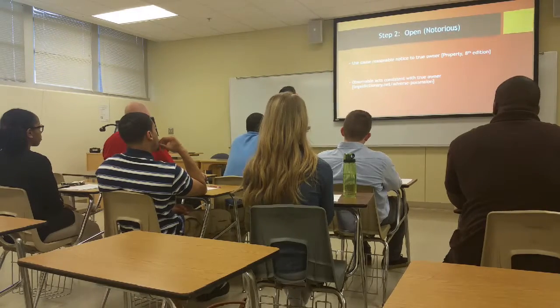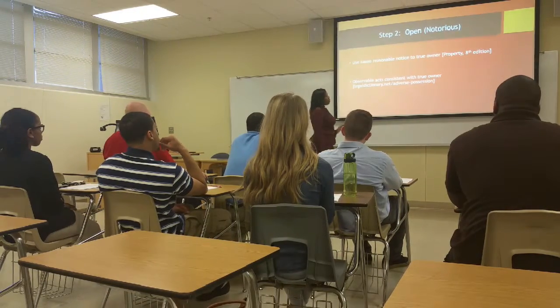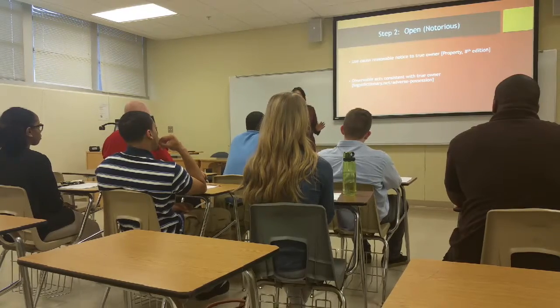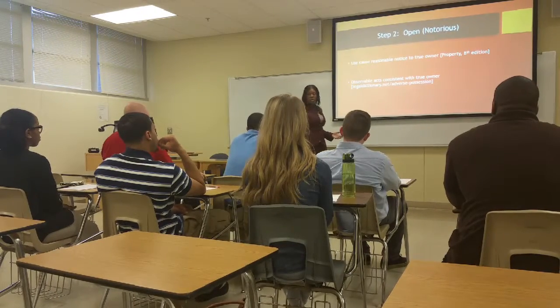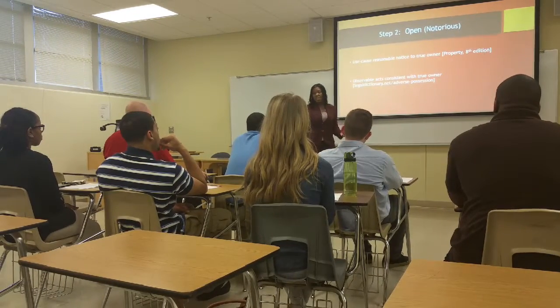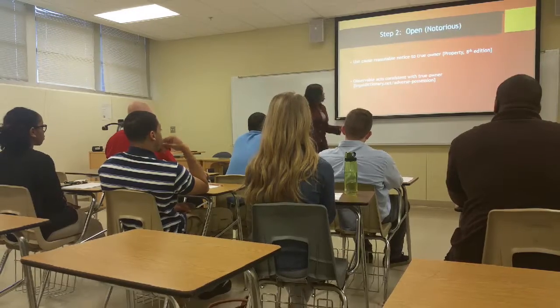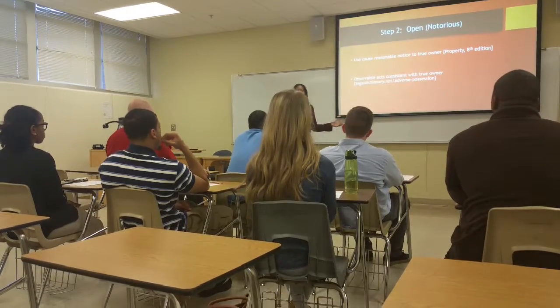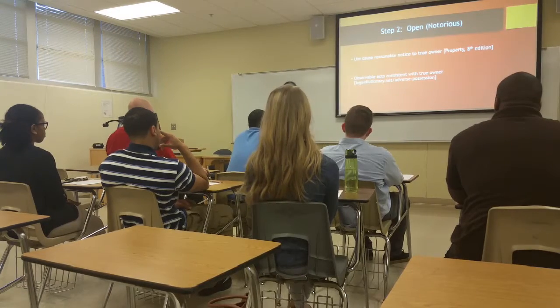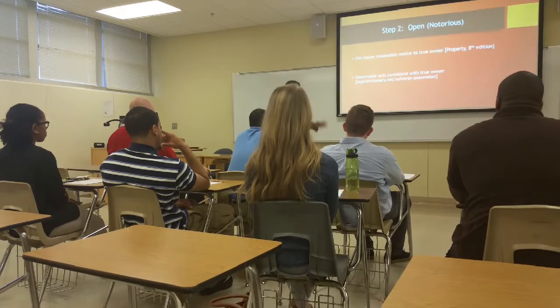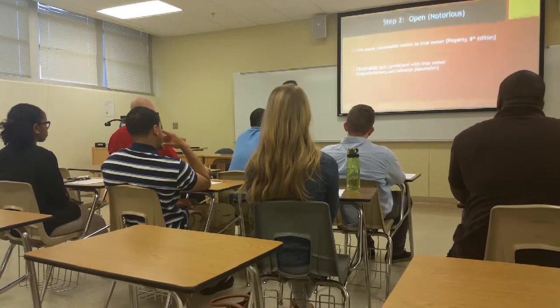Step 2, open and notorious. Open and notorious, according to the Property book, 8th edition, requires that the trespasser comes in and uses the property in such a way that the true owner would be on notice, that they would see them if they were looking for them, or that they would be observable by someone like a neighbor. So if I was mowing the lawn at my house that I'm trespassing at, someone would see me mowing the lawn. If I were entering and leaving, they would see me entering and leaving.